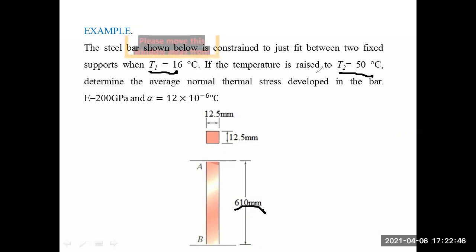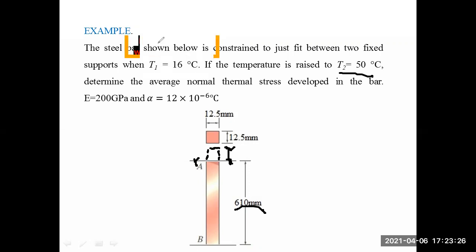When the temperature has gone up to 50 degrees Celsius, so we have increased the temperature by 34 degrees Celsius. So surely if we remove this constraint, there's no constraint, surely the element would expand, would go upward, right? So there will be some expansion, and that expansion is due to delta T, due to the temperature.